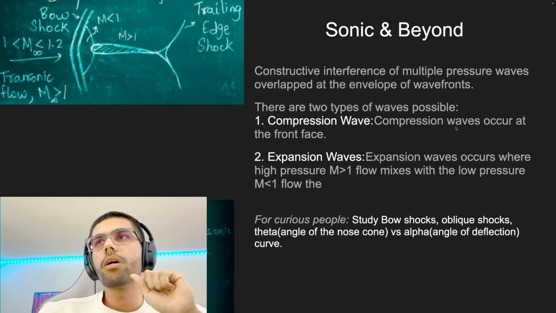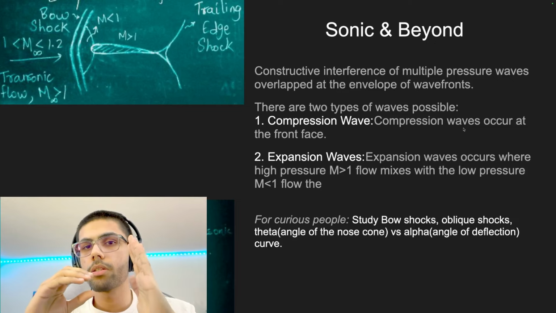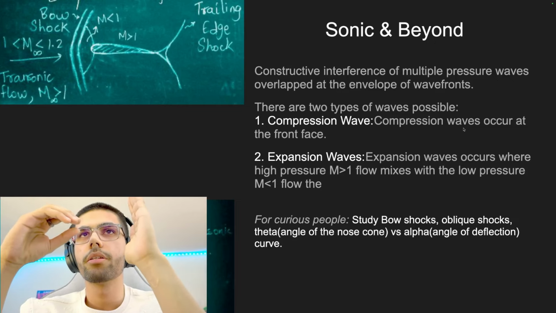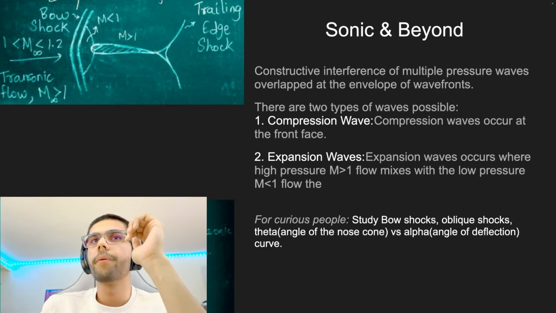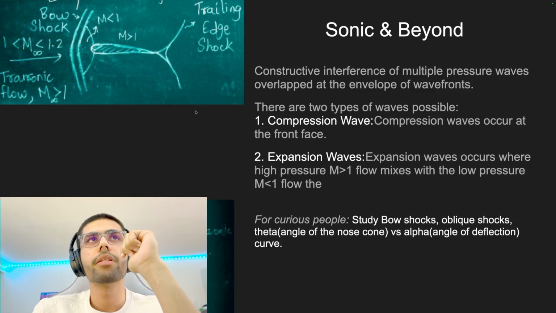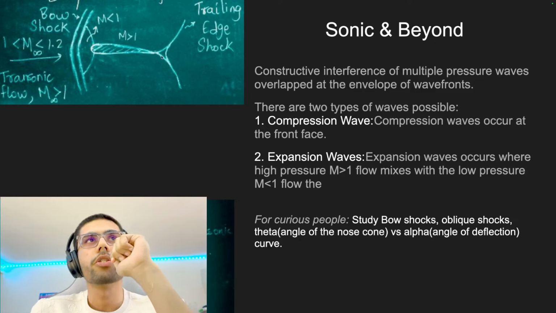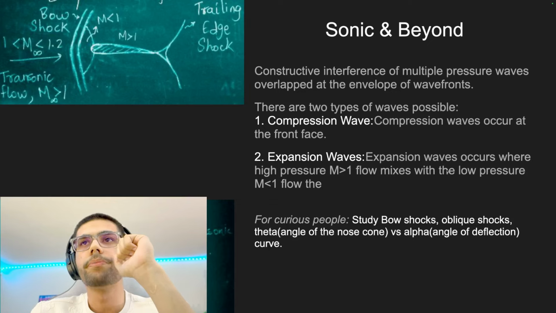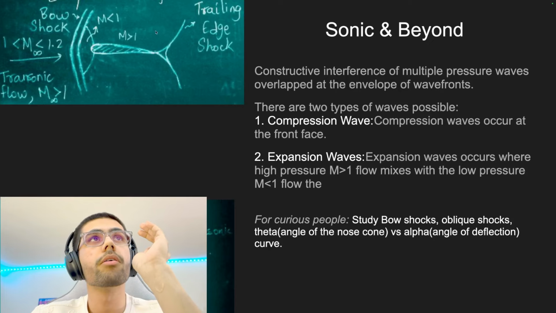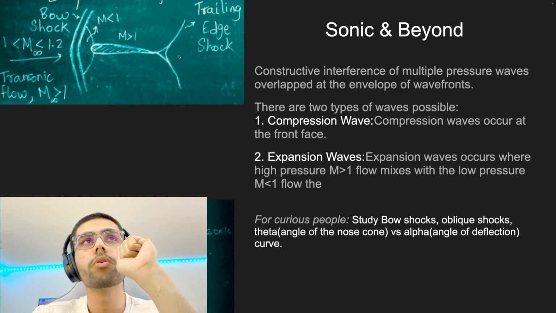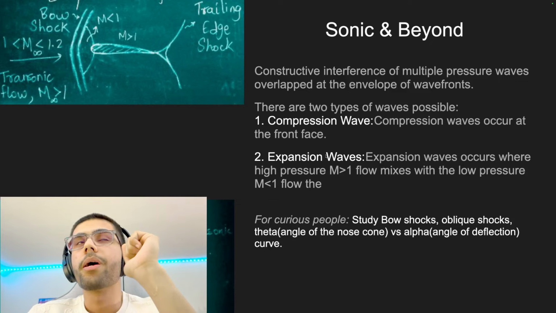Now, compression waves occur mostly at the front face, that is the part that pierces through the fluid first, and expansion waves happen at, for example, the trailing edge of the airfoil design. That happens because in the regions where the high pressured flow mixes with the low pressured flow, these expansion waves happen.